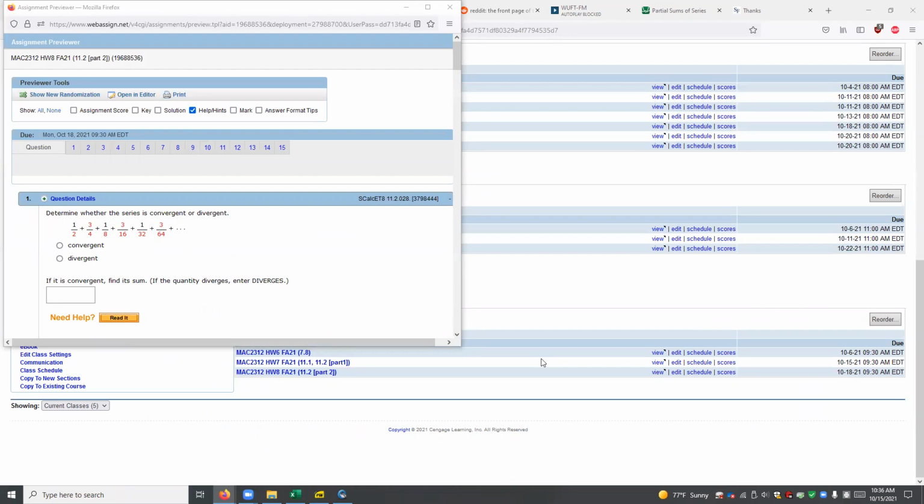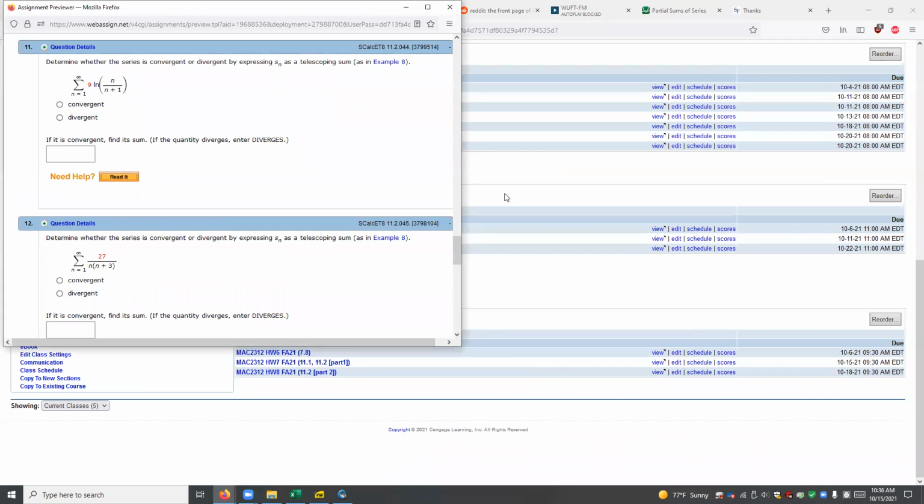Test 2 is still a good ways away. I got a PM asking when is test 2? Test 2 is still a good ways away. We have to get through 11.8 before test 2, 11.7, 11.8, right around there. So two weeks-ish.